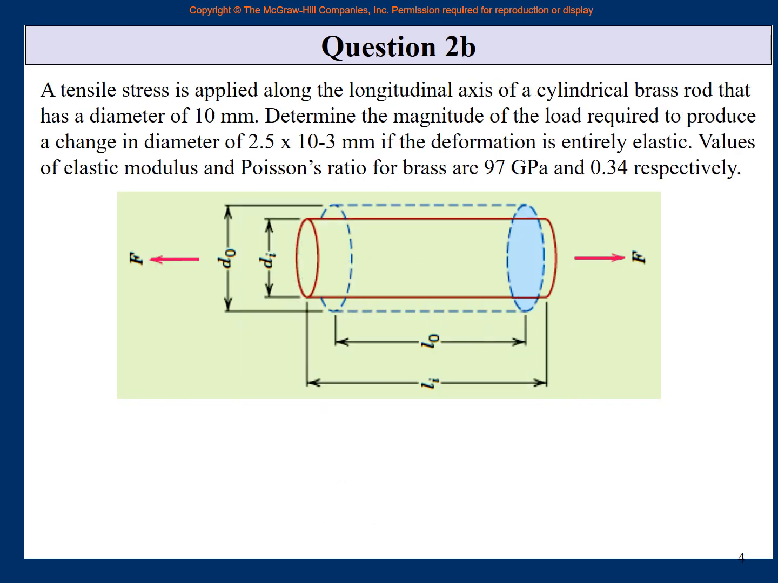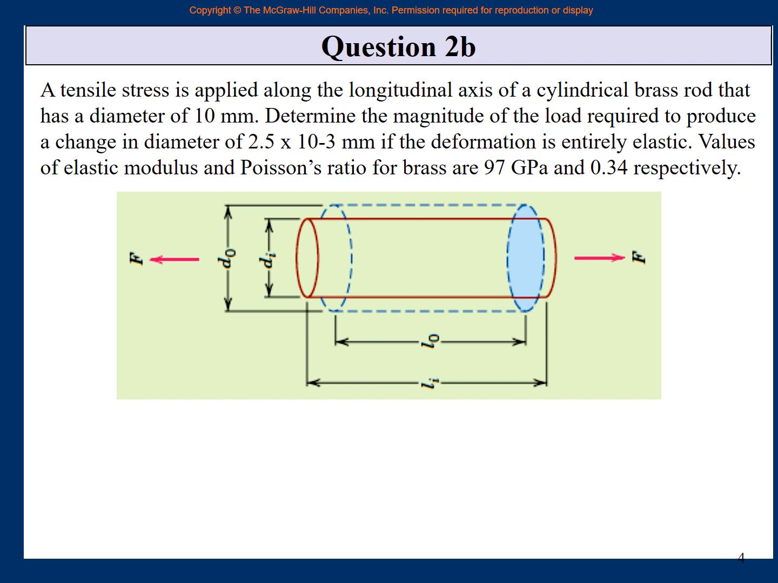Let us now move to question 2B of quiz 2, which will be the last question in this tutorial. A tensile stress is applied along the longitudinal axis of a cylindrical brass rod that has a diameter of 10 millimeter. Determine the magnitude of the load required to produce a change in diameter of 2.5 times 10 raised to minus 3 millimeter if the deformation is entirely elastic. Values of elastic modulus and Poisson's ratio for brass are 97 gigapascal and 0.34 respectively.